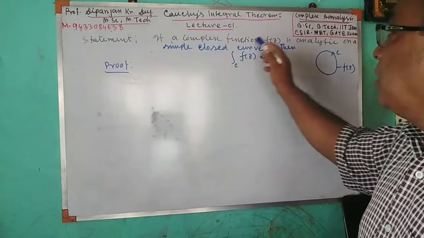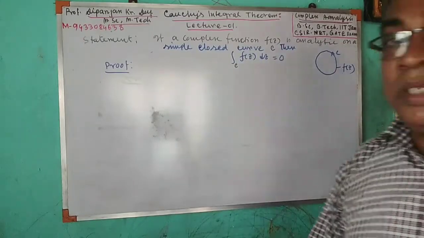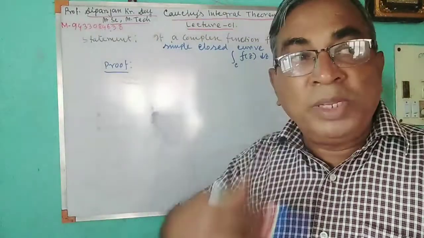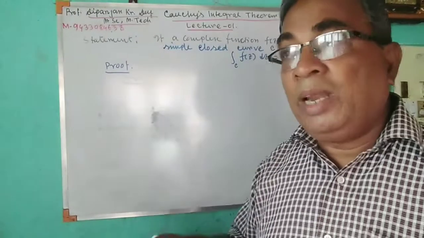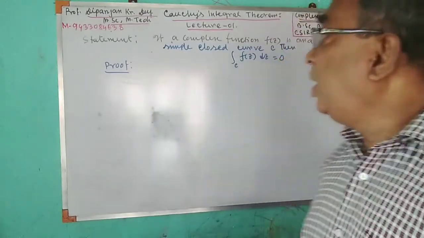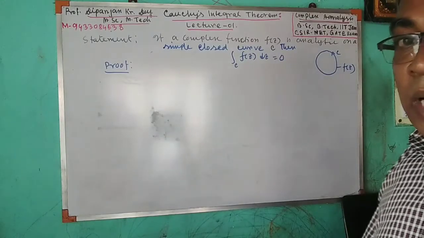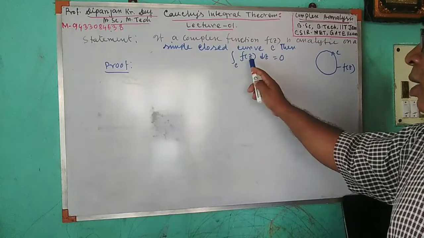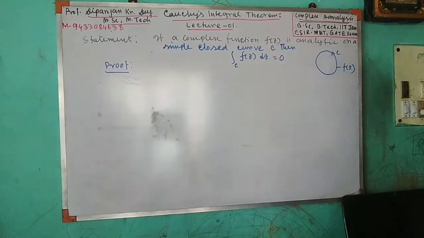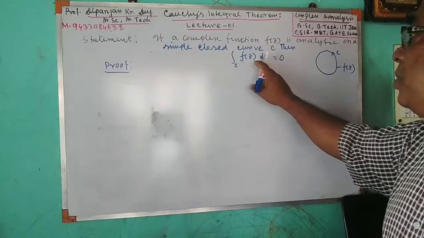If a complex function f(z) is analytic on a simple closed curve C, where a closed curve may be a circle, a square, a rectangle, or any closed curve, then the integral of f(z) dz equals 0. This is known as Cauchy's integral theorem. That is, on any simple closed curve C, the integral of f(z) dz equals 0.